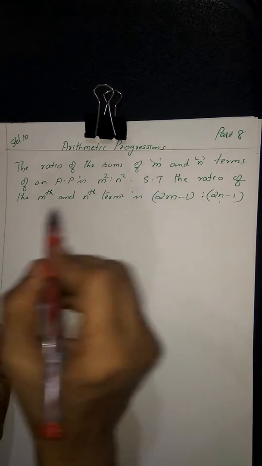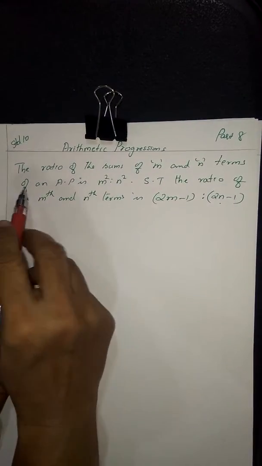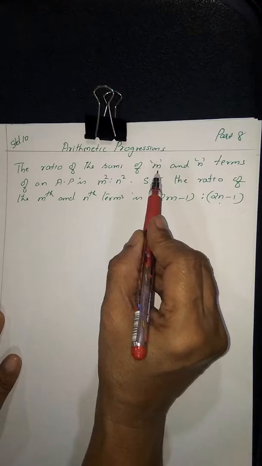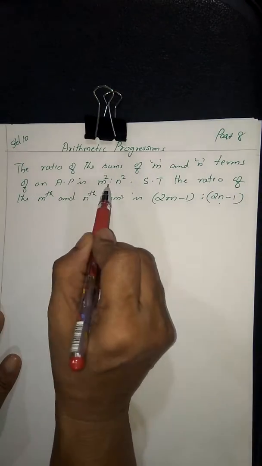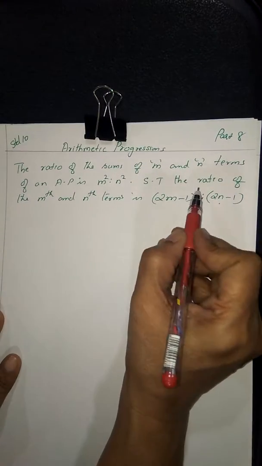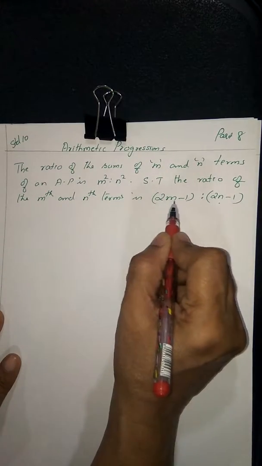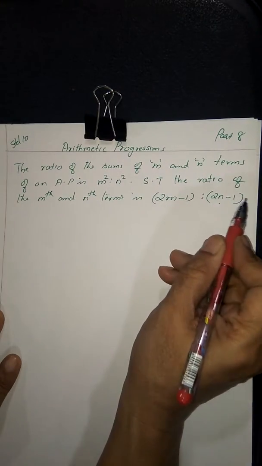The chapter is Arithmetic Progressions for Standard 10 and it's part 8 of our series. The question given here is: the ratio of the sums of m and n terms of an AP is m squared is to n squared. Show that the ratio of the mth and nth terms is 2m minus 1 is to 2n minus 1.